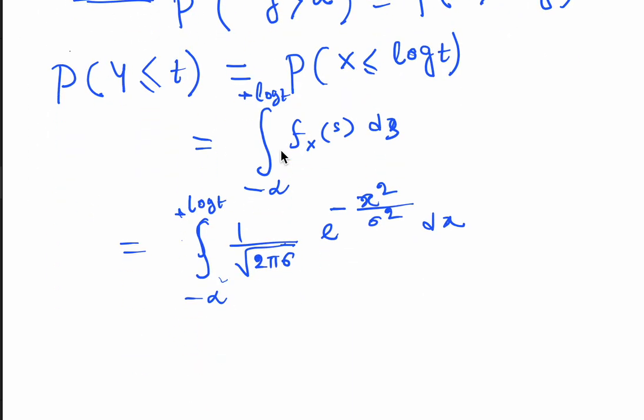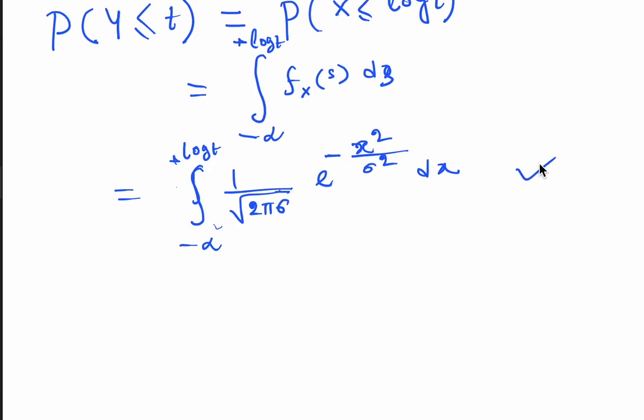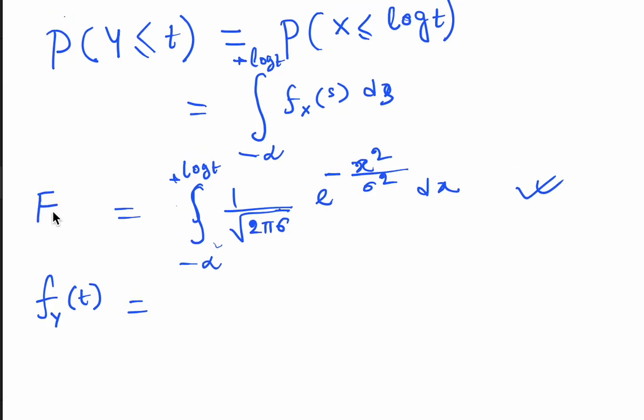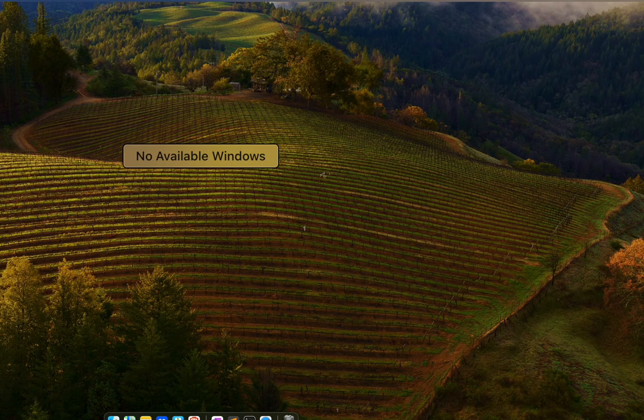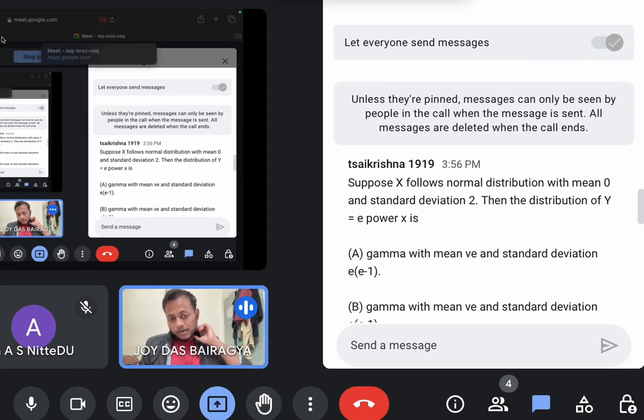Now you have to differentiate it with respect to t. If you can calculate this, then the distribution function of y, f y of t, will be, because this is nothing but the cumulative distribution function, d dt of this F y of t will be the distribution. So Krishna, do you get my point? How can you solve this question?